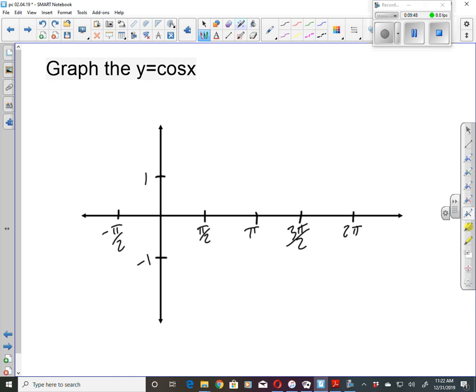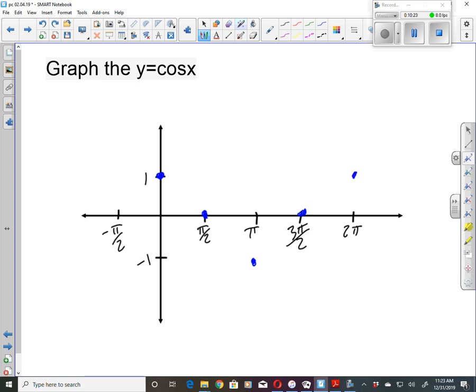All right, from here, again, you can plug this into a calculator, but the cosine function starts when x is 0, y is 1. And we know this from our trig functions. When x is pi over 2, y is 0. When x is pi, y is negative 1. When x is 3 pi over 2, it's 0. And then we come back at 2 pi, x is 2 pi, y is 1.